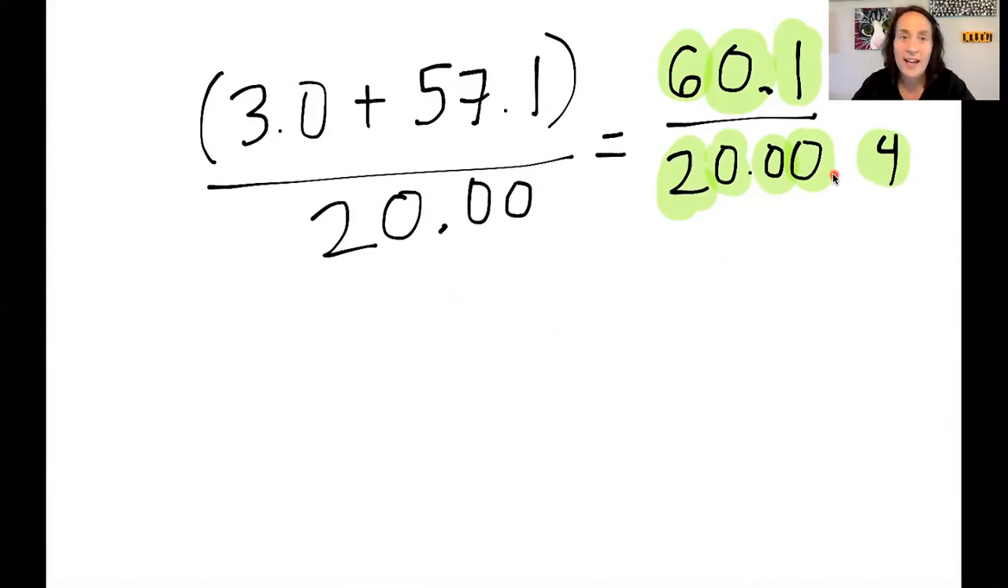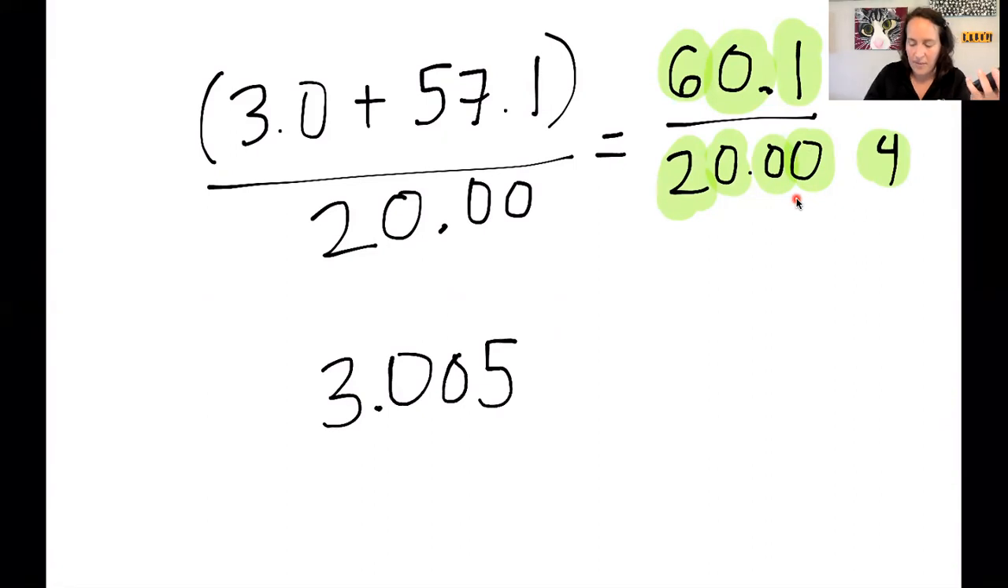So the rule states that the total number of significant figures in my answer can only be the lowest number of significant figures when I divide. So that'll be 3. If I were to type in 60.1 divided by 20, I don't have to put in those extra zeros, but I get 3.005. Okay, but remember, the rule is that my final answer can only have 3 significant digits, and this has 4. So I need to round.